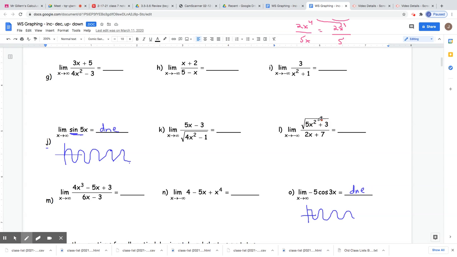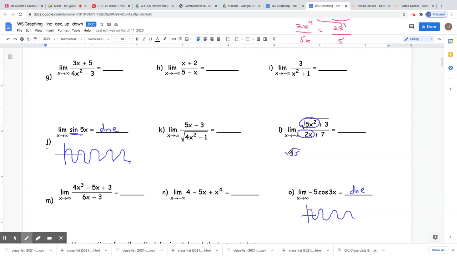The only other one I want to make sure I talked about was L. The square root, the radical here was up top. That's okay. And just because 5 is not a perfect square, who cares? If you remember, we take the leading terms and you take the square root of 5x squared. Well, the square root of 5 is just the square root of 5. You can't do anything with it, so you just leave it like that.